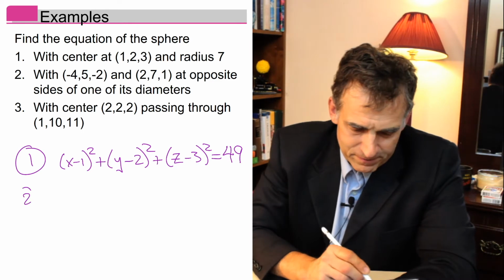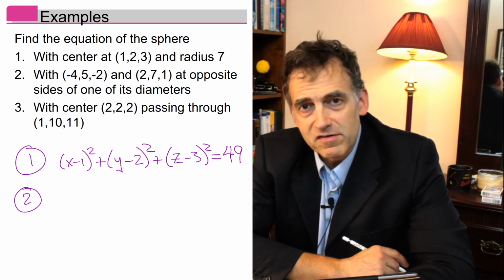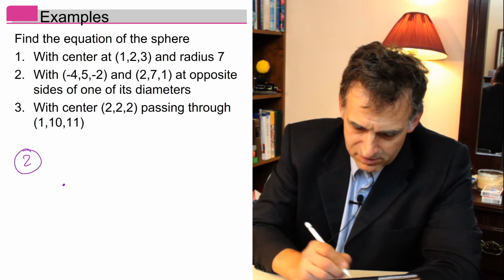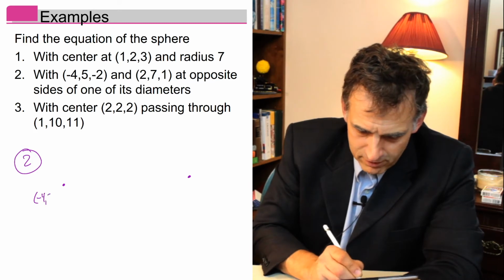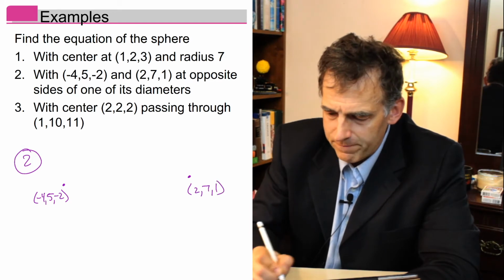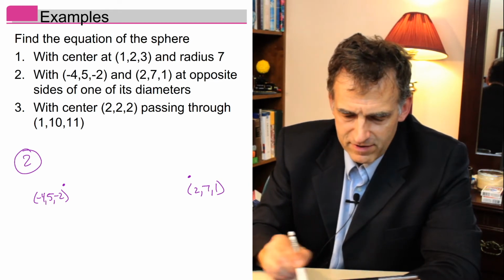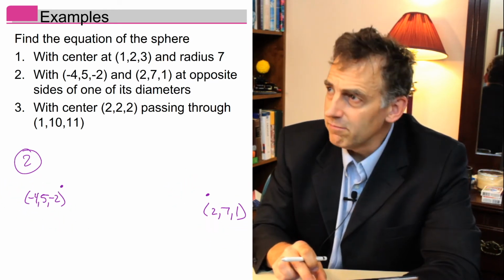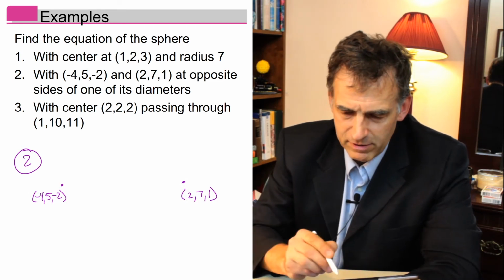Okay, let's do number 2, a little bit harder. We want these 2 points to be at opposite sides of one of the diameters. So here are the 2 points that I have: (-4, 5, -2), and the other point is (2, 7, 1). Notice that I don't care that this may or may not be oriented properly. I could take these and start moving them around, but it really doesn't matter if they're in the right orientation or not. I'm just going to draw them like this and be happy about it.